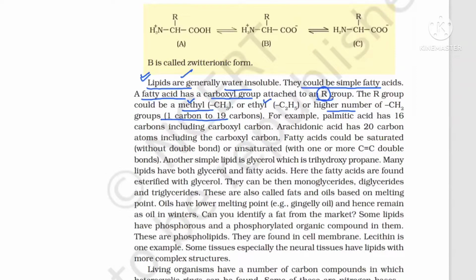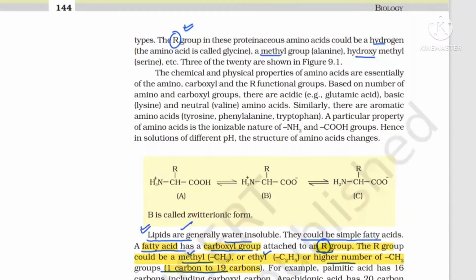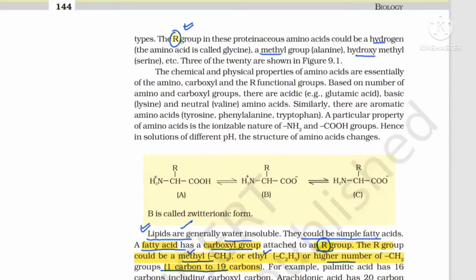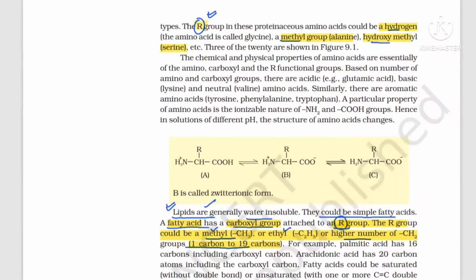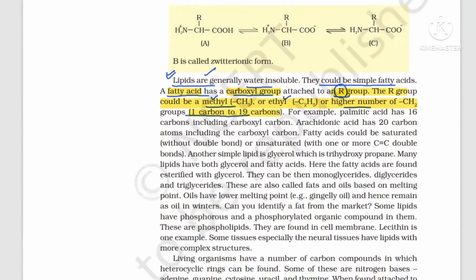Please, this is again an important question. The R group in a lipid can be methyl or ethyl or a higher number, meaning the number can go from 1 to 19, in the fatty acids. Fatty acids have a carboxyl group attached to the R group. If they ask you about protein, remember the R group in protein can be hydrogen in case of glycine, methyl in case of alanine, hydroxymethyl in case of serine. So remember, both use the R group. Here the R group will not be large: either 1 carbon or a maximum of 2 carbons. But in the case of fatty acids, it can be from 1 carbon to 19 carbons.